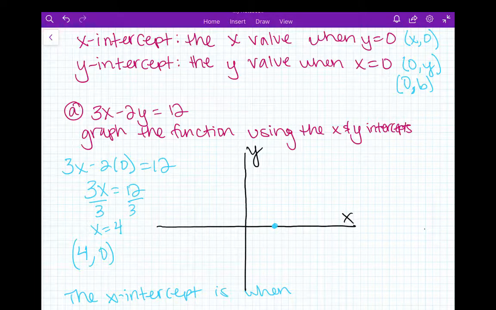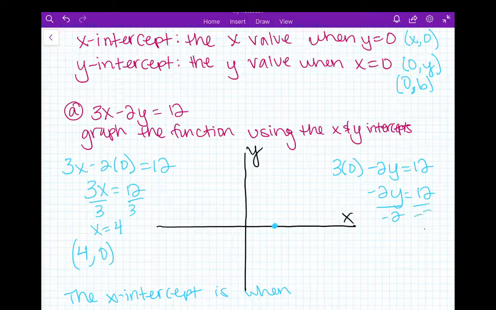Now I'm going to do the same thing for my y-intercept. Remember the y-intercept is when x equals 0. So I'm going to plug in a 0 for x, and then I'm going to solve for y. 3 times 0 is 0, so I just have negative 2y equals 12. Divide by negative 2, y equals negative 6. Again, my x value was 0, so that is the point 0, negative 6, which is down here. So there is my x-intercept and my y-intercept. I only need 2 points to make a line. So now I can connect those intercepts to draw my linear function.